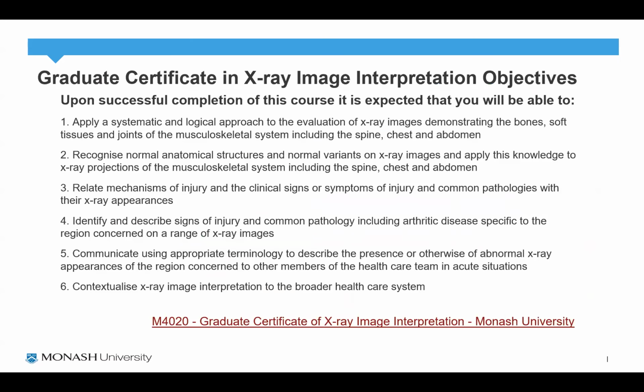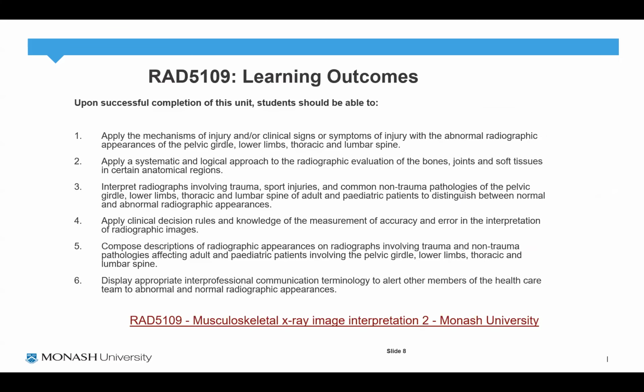And there's a direct link to the grad cert. So this gives you an overview of the learning outcomes for the overall grad cert. And then the main learning outcomes here for RAD5109 is the body parts that we're now addressing. So it is looking at the pelvis, the lower limb, thoracic and lumbar spine. So that is the main difference from, for example, RAD5108.